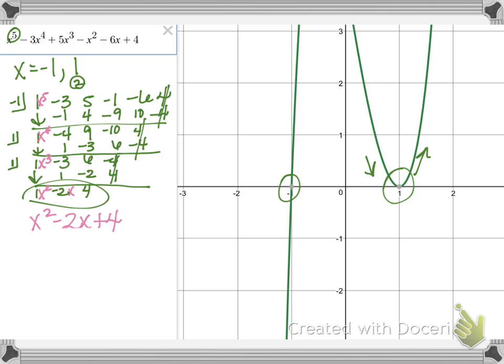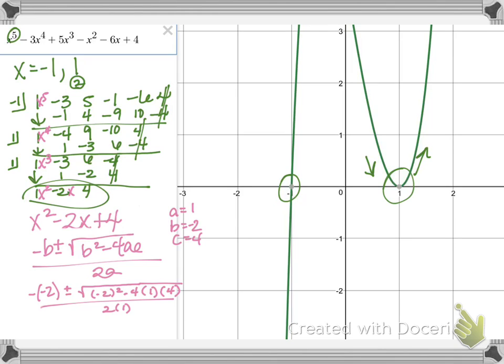So that is, for those of you who don't remember, -b plus or minus the square root of b squared minus 4ac, all of that over 2a. So my a in this one is 1, my b is -2, and my c is 4. And I can plug this in and get my equation. So we wrote the formula, and I went ahead and plugged everything in to the quadratic formula.